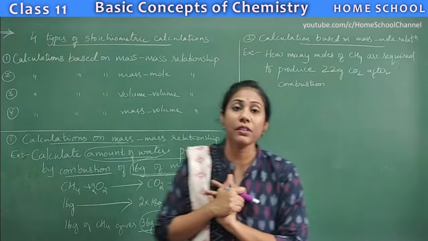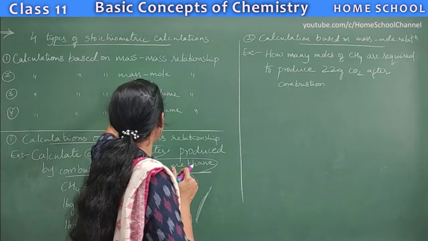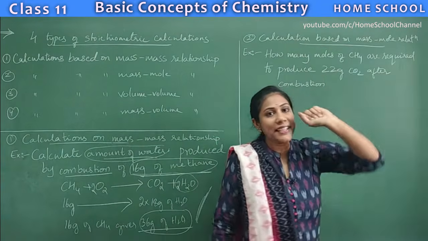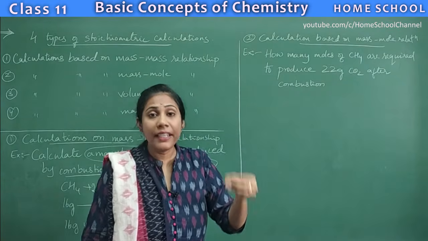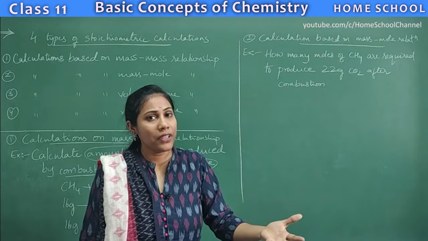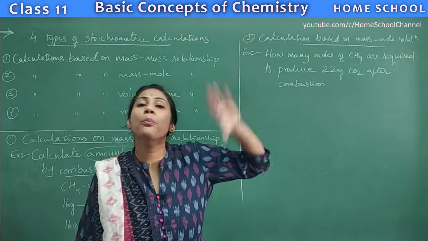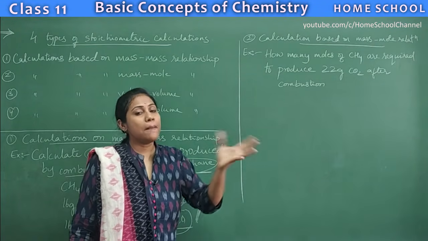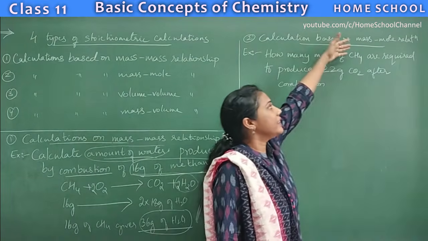Right? Fine. Now, let us go for the second variety, that is calculations based on mass-mole relationship. That means they give information in terms of mass and they will ask you something in terms of moles. Information given will be in terms of mass or mole, and the other term can be asked. So mass they will give, mole they will ask, or moles they will give, mass they will ask. This mass-mole interconversion is placed under this heading.